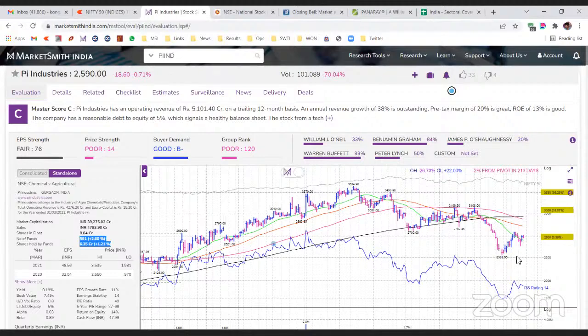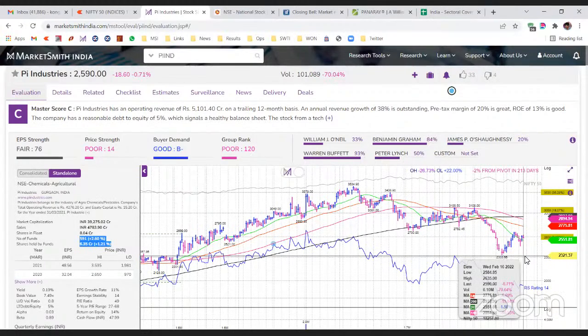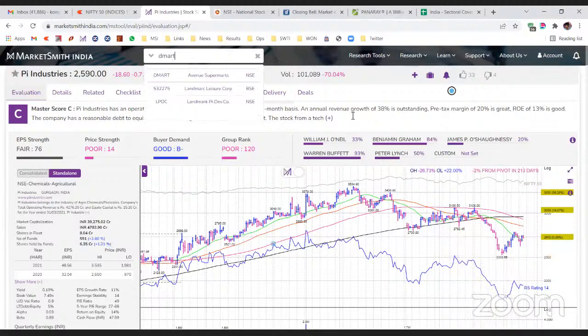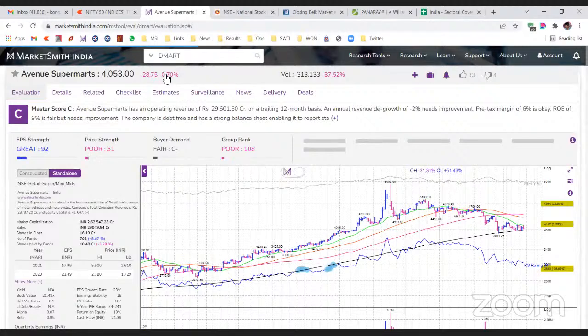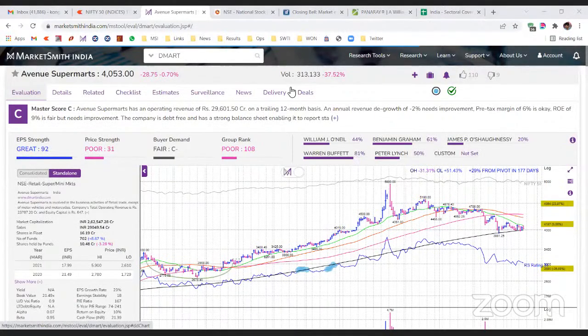However, looking at it through the O'Neil lens, initiating a fresh position is not advised at this point because the stock is trading below its key moving averages. If you are holding the stock in your portfolio, you can keep the 21 DMA as a stop loss and exit once it is breached. I'll take DMart, and I'll let Mayuresh say a few words about the session, and we can close the session.